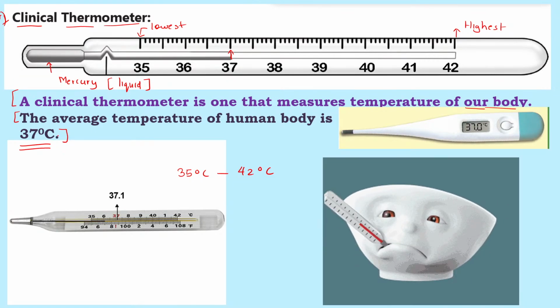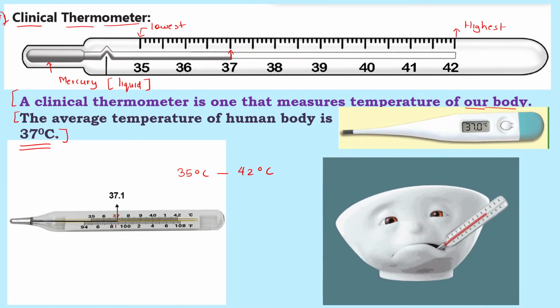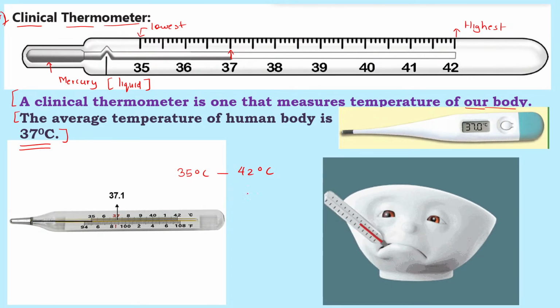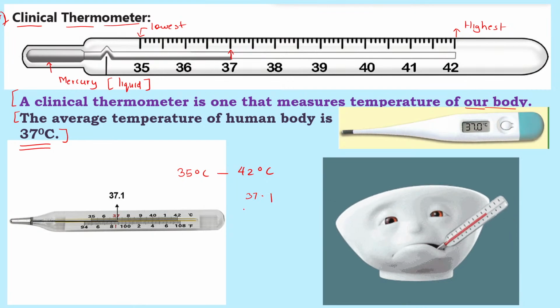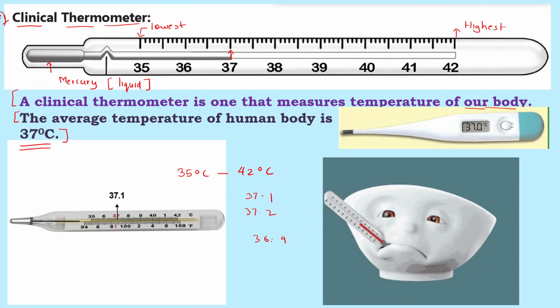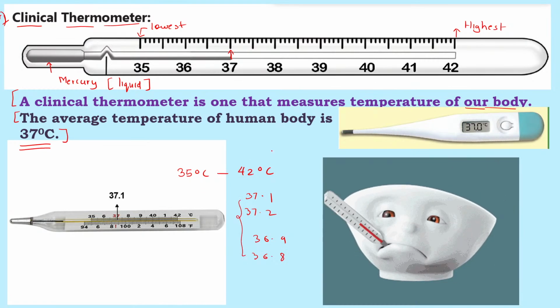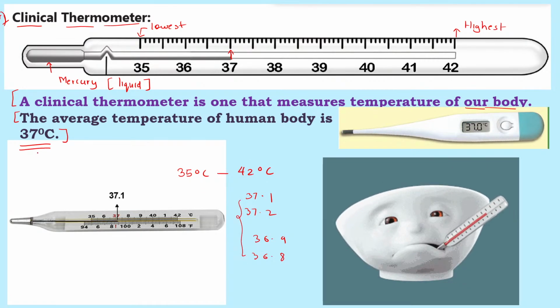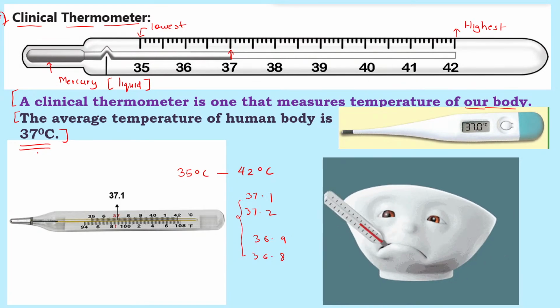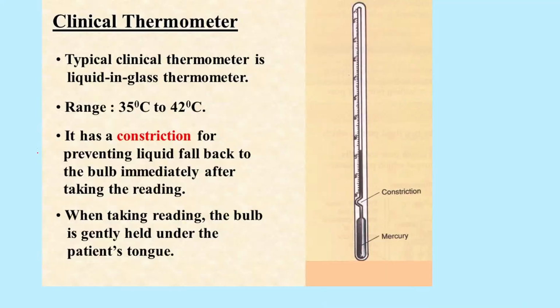So what is the average temperature of a human body? If you try to measure your temperature, it should be 37. Some may have 37.1, 37.2, or maybe 36.9, 36.8. These possibilities are there. But when we try to find the average, it comes to 37 degrees Celsius only. Therefore we say the average temperature of a human body is 37 degrees Celsius.